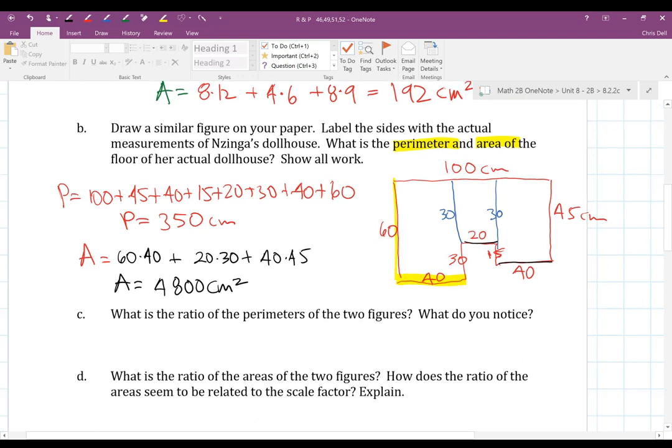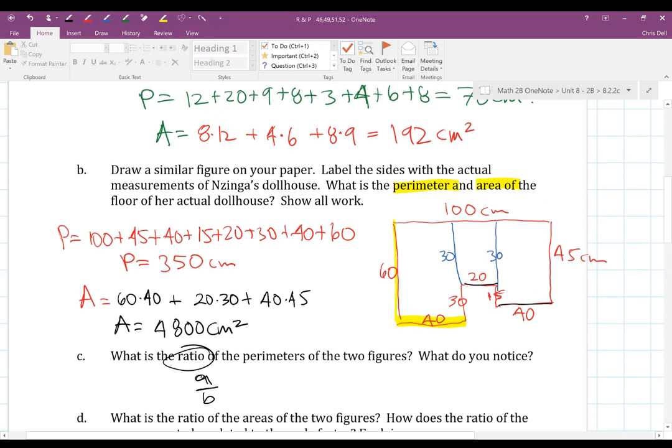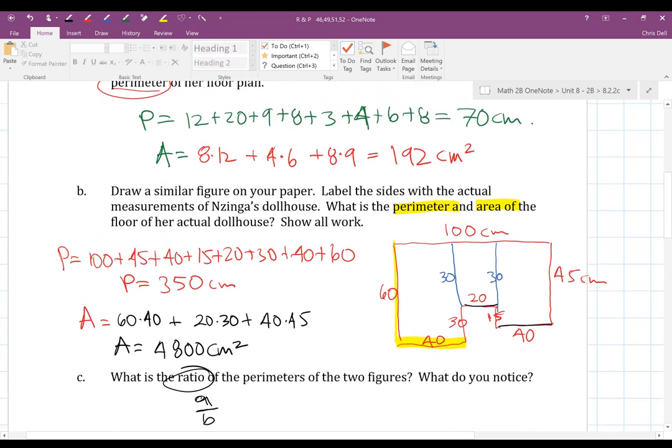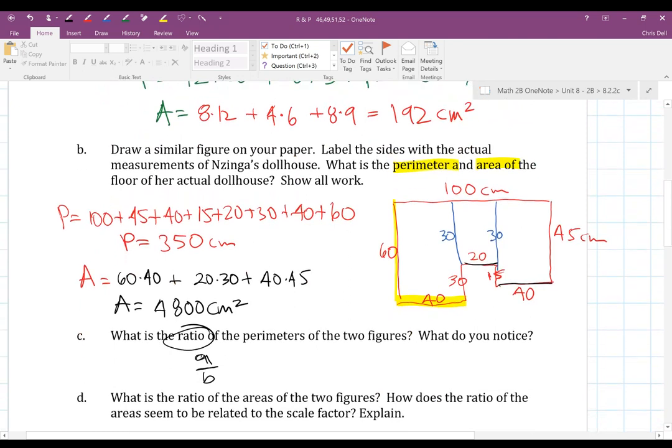So it goes on, it says, what is the ratio? So ratio, remember, is just a fraction, A over B. It's just written as a fraction, whatever I'm comparing here. Ratio of perimeters. So I would do, let's say the perimeter of the small one was 70. So the ratio of perimeters would be 70 over 350. And if I simplify that ratio, I can divide top and bottom by 70. 70 goes into 70 once, 70 goes into 350 5 times. So my ratio is 1/5, right?